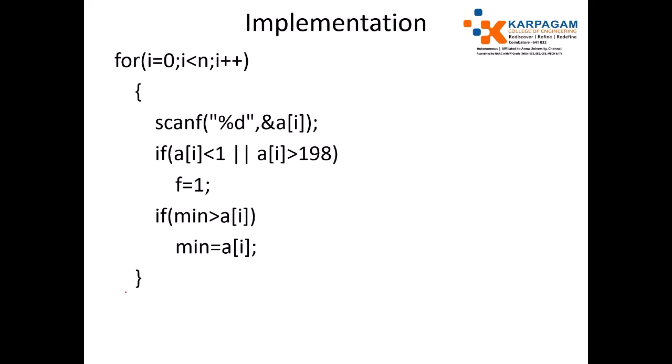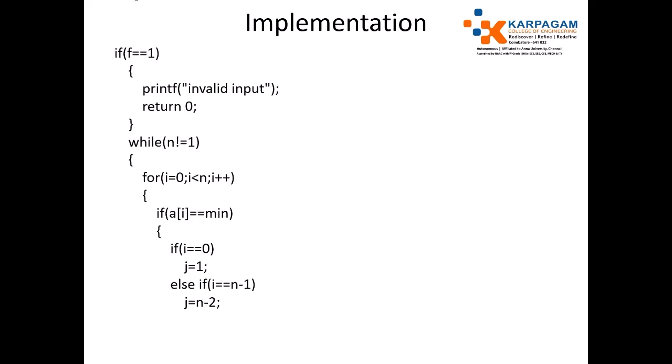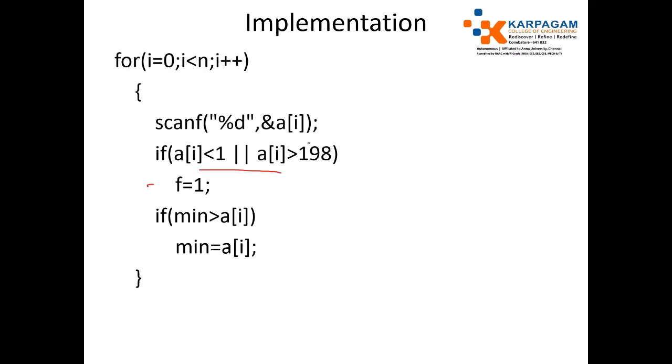For every iteration, I just get array elements and check whether A[i] is less than 1 or greater than 188. This should be checked. If it is less than 1 or greater than 188, just set flag equal to 1. Flag equal to 1 means just set invalid input. Otherwise, just find the minimum element in the array. While getting the input, just find the minimum element in the array.